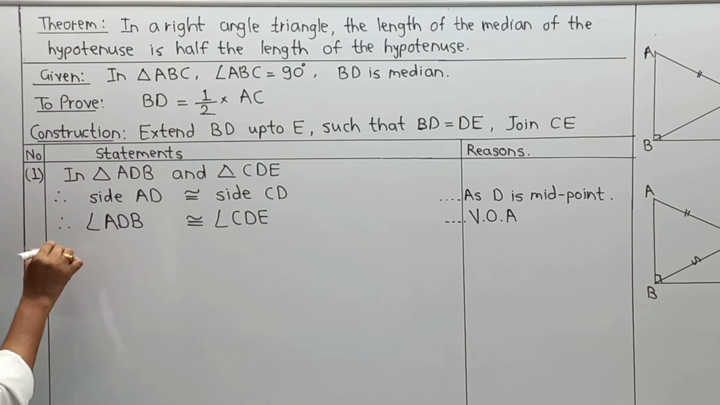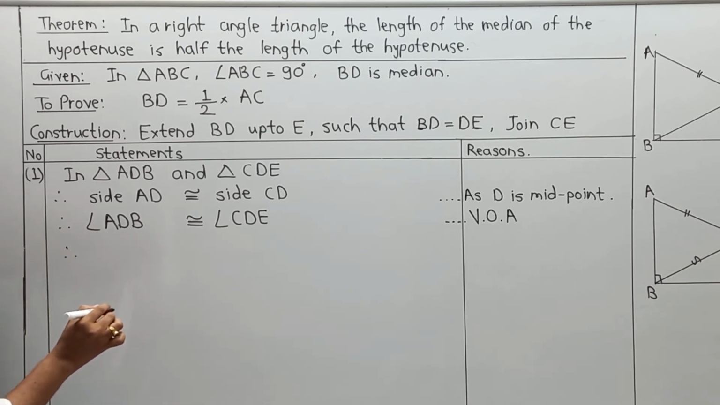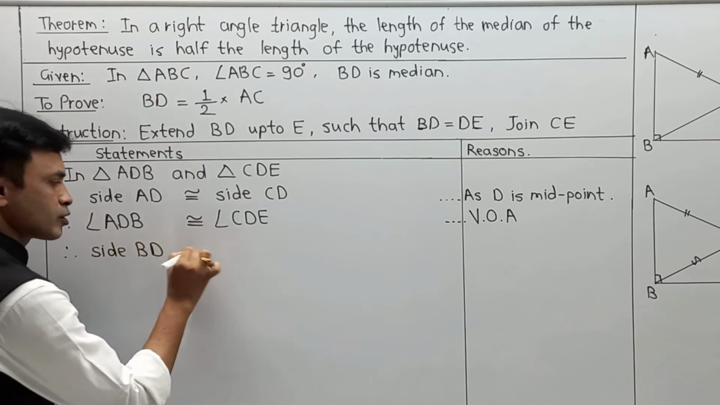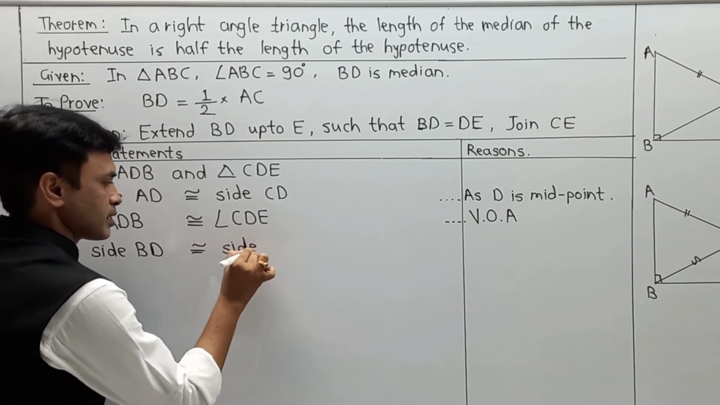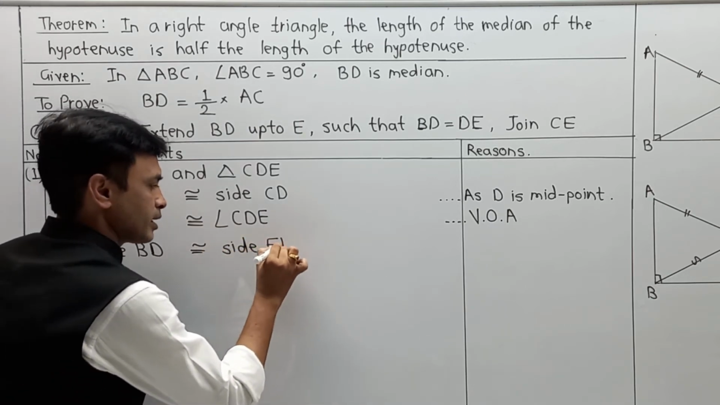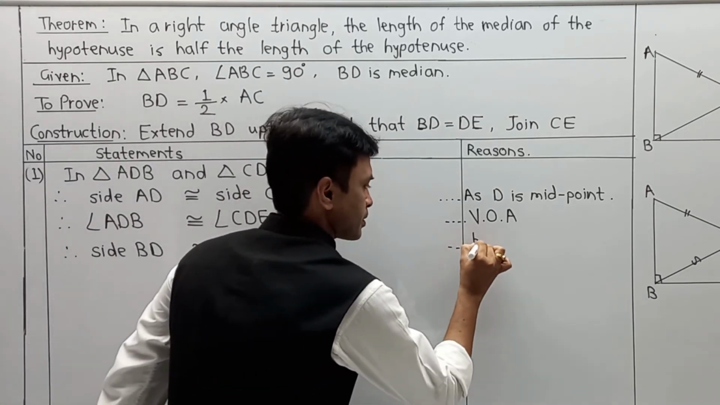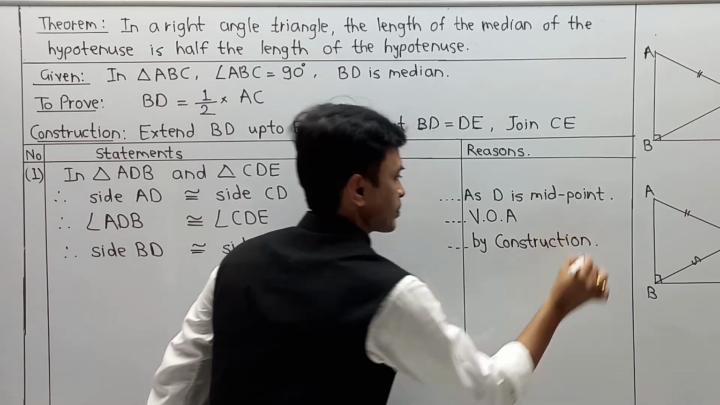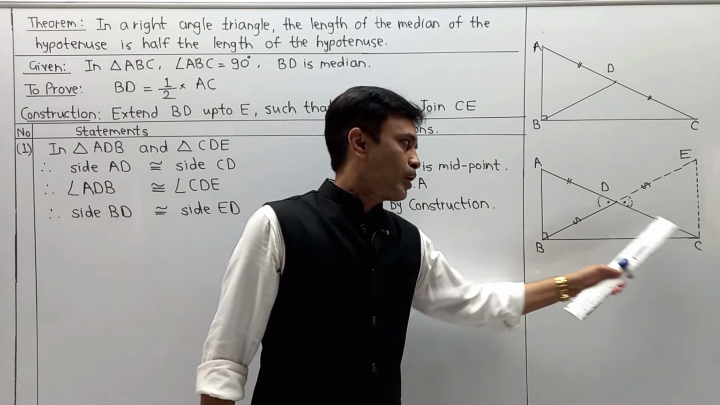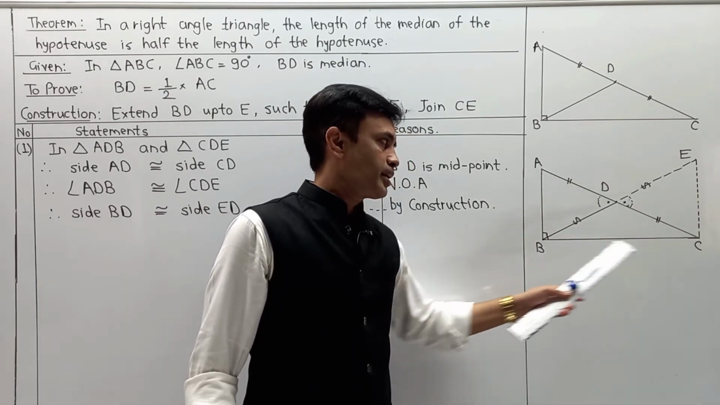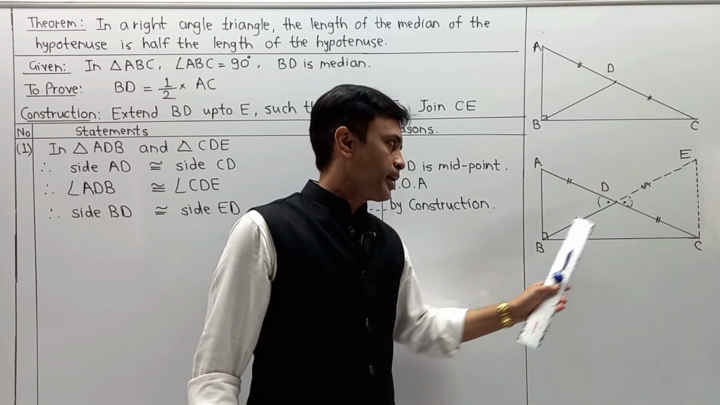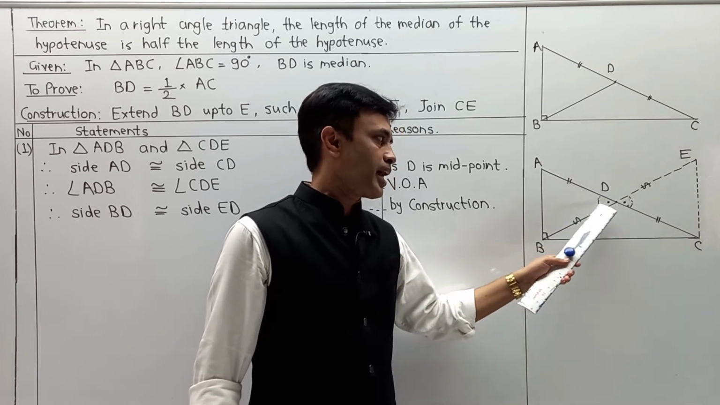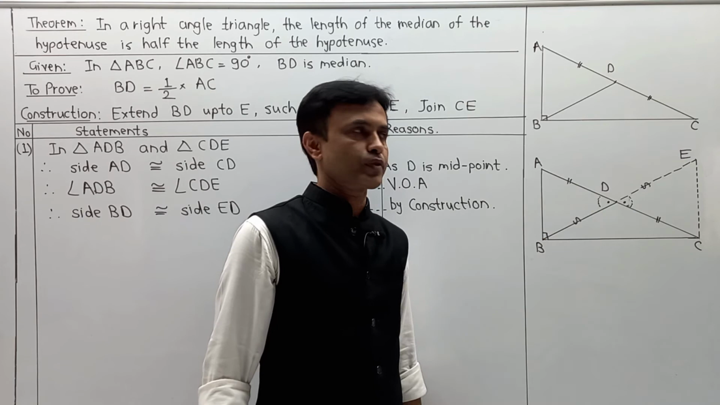Now the part is here: side BD is congruent to side DE or ED by construction. Naturally we can write AD congruent to CD, angle ADB congruent to CDE and BD congruent to ED. Naturally the first triangle is congruent with the second triangle by the side angle side test of congruency.